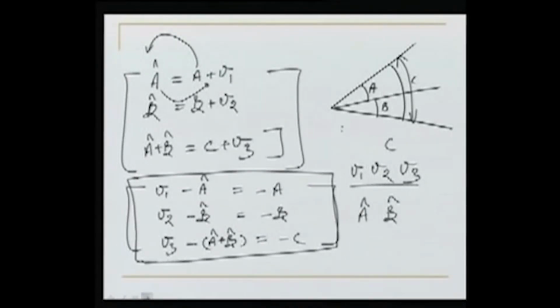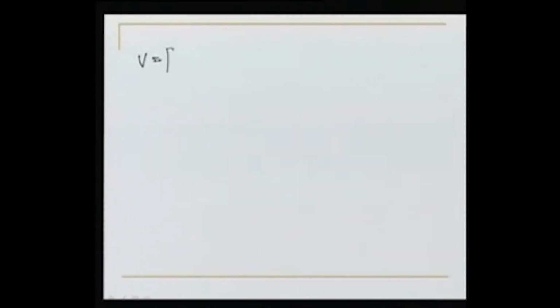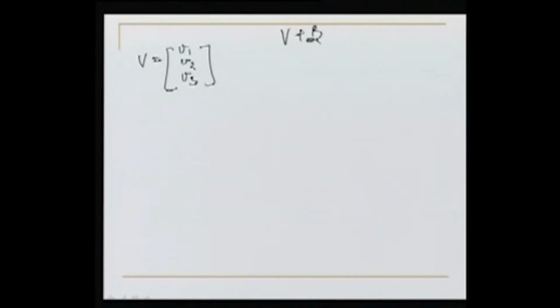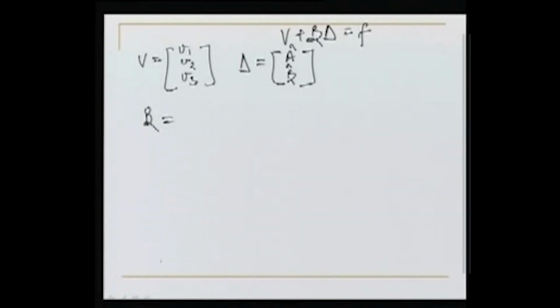I can write V as V1, V2, V3, and we have to write V plus B delta is equal to F. That's the form in which we have to write. What is delta? We know it's a matrix of parameters, which are A hat and B hat. Now if it is so, what will B be?